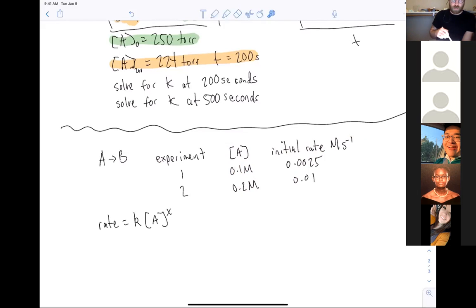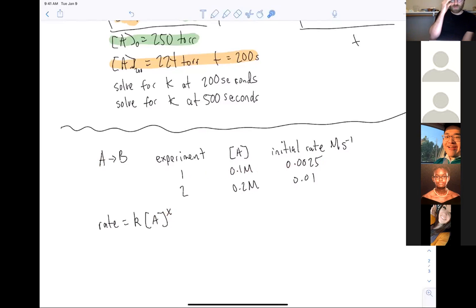And this you can write out for any reaction. You just take the reactants and multiply their concentrations to one another and raise them to some power. We don't know what that power x is. That's what we need to figure out in order to figure out the appropriate half-life equation.